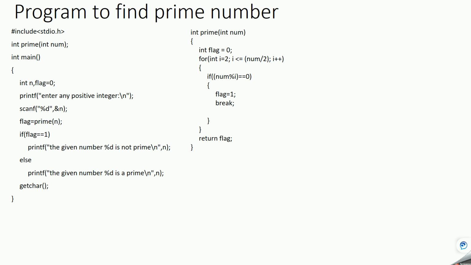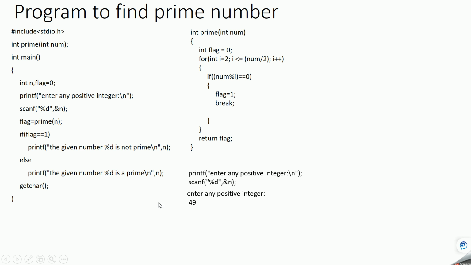It will return 1, that means the number is not prime. 0 means the number is prime. Okay, and then the program execution starts here, and then it will come here, again it will come here. When it comes here, it will ask the user to enter a number. So suppose the user entered the number as 49. So I want to check whether 49 is prime or not.